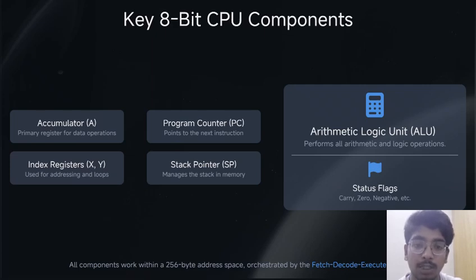Now all these components work together through a repeating cycle known as the fetch-decode-execute cycle. In this cycle, the CPU fetches the next instruction from memory. Next, it decodes what the instruction means. Then it executes it, performing the actual operations. Once done, it moves to the next instruction. The cycle repeats continuously, thousands and even millions of times per second in a real CPU.